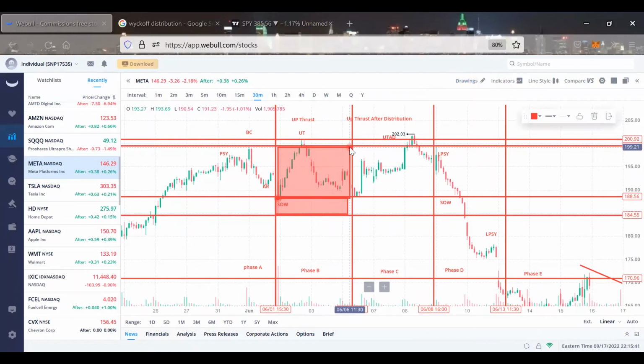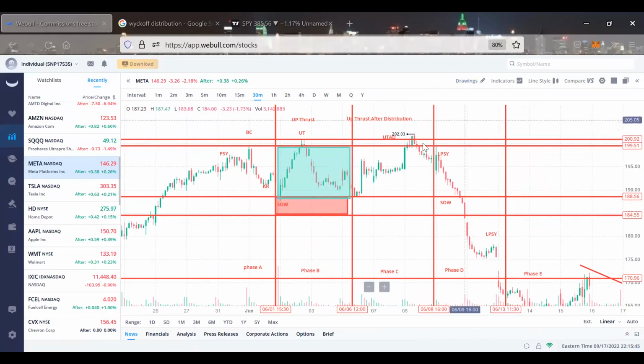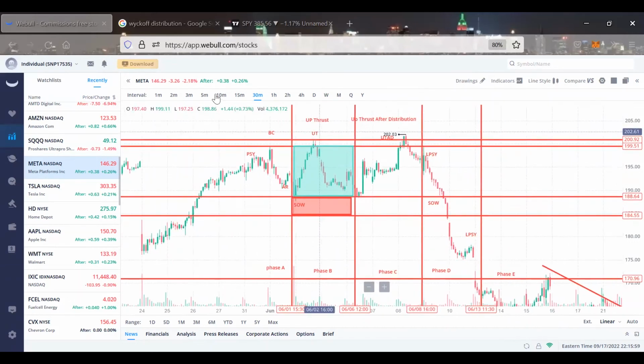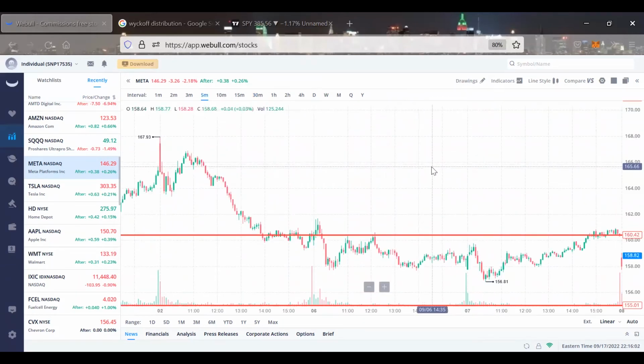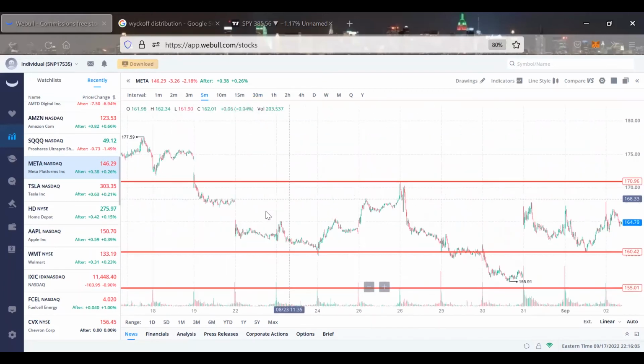climax, right? Now, does it have to work out perfectly this way? Absolutely not, right? Once again, this is only simple because now we see what happened and everything else is already labeled. But in this scenario, let's take advantage of what we have and see how we can trade this. So with the sign of weakness, there's going to be an upthrust right here. So we can go from the 30-minute to a lower time frame and find that right there.